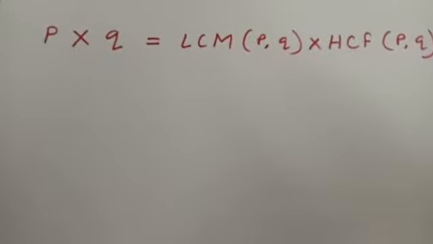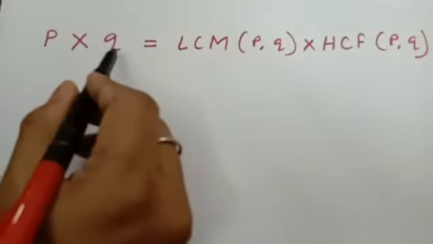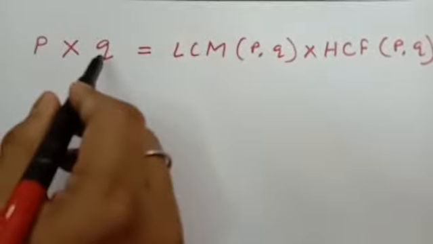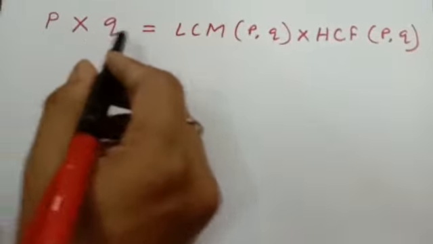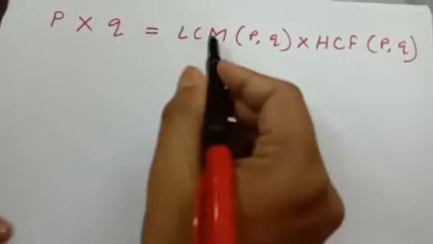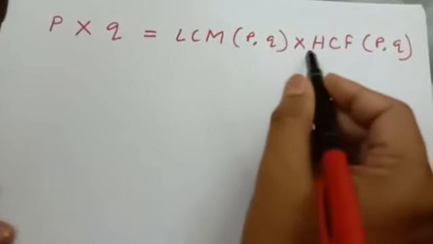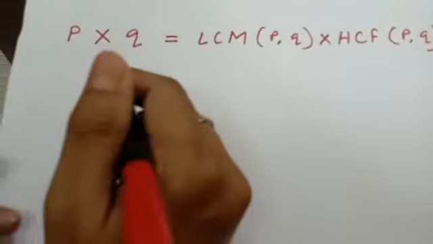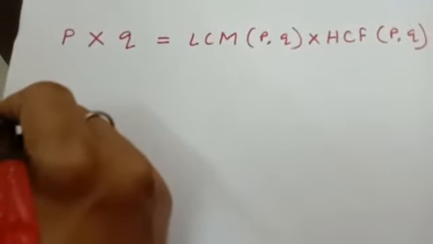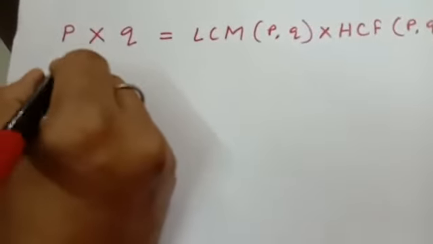Suppose we have two numbers P and Q. The first number is P and the second number is Q. So the product of P and Q should be equal to LCM of P, Q into HCF of P, Q. So by an example we can verify this relationship.